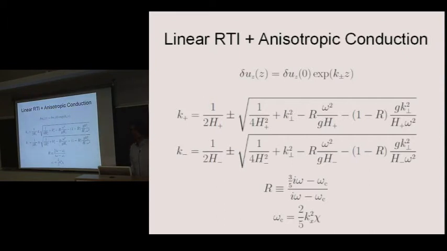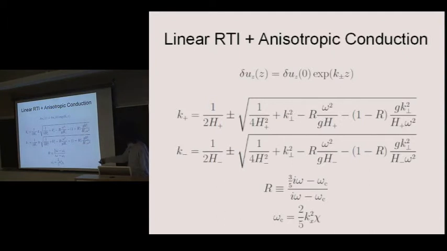And if conduction is very fast, that means that the perturbations are isothermal, and isothermal perturbations are kind of like having gamma equals 1. So this R looks like a 1 over gamma in the two limits of either very fast conduction or very slow conduction. And in between, it's in general complex.